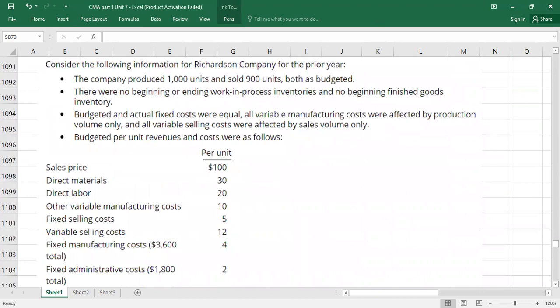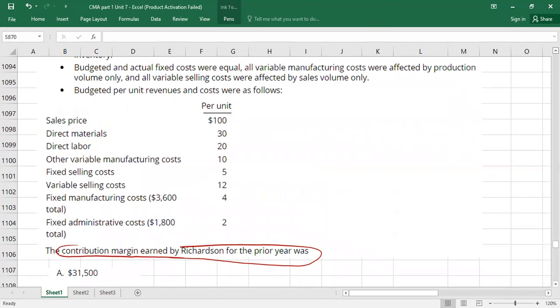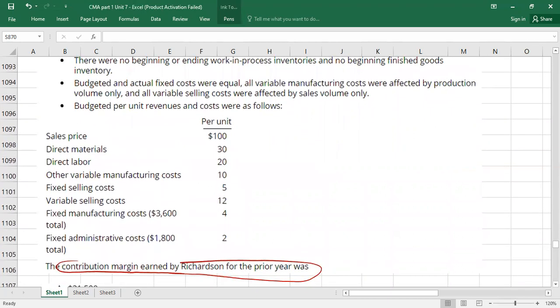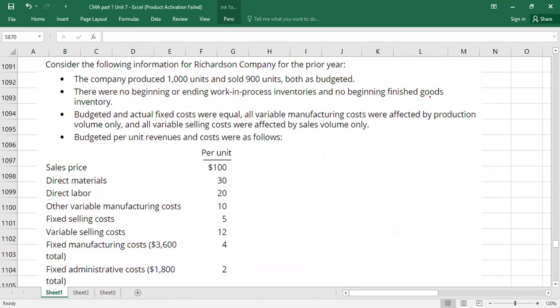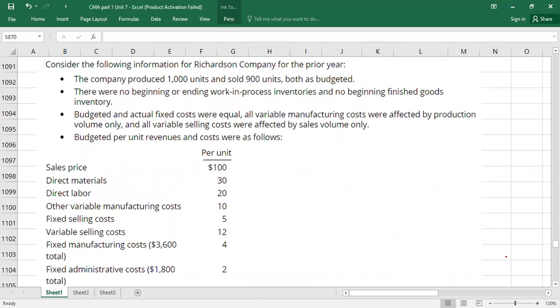Please, I want you to read this question carefully. Maybe this question doesn't fit on the screen. So what do we have to calculate here? We have to calculate the contribution margin earned by Richardson for the prior year. Contribution margin you have to calculate. So this question is on your screen now. It's a little bit big question. You can start reading here.